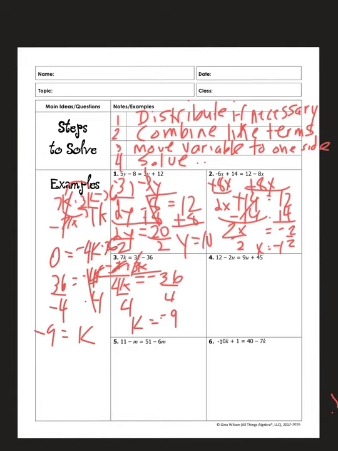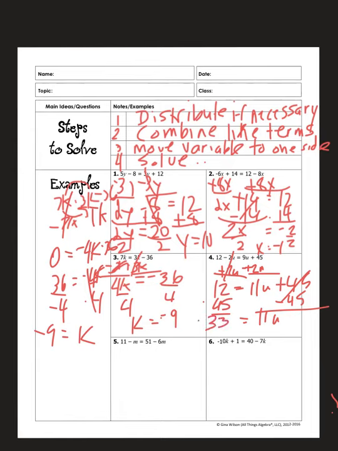Number 4. I'm going to move 2u to the right. It cancels. 12 equals 11u plus 45, and then subtract 45. 11u equals 33. Divide by 11, and u equals negative 3.